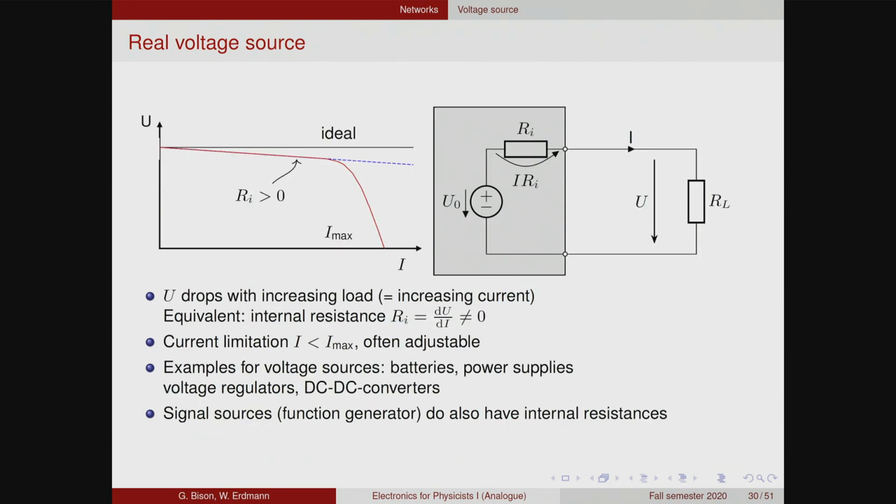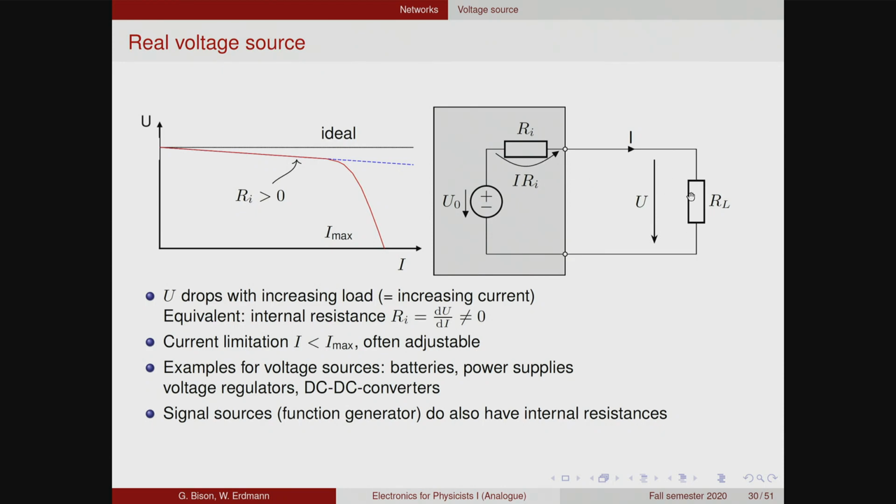Okay, let's talk about a real voltage source. And this is like the first thing where we talk about practical implementation of electronics, which I think is important to know about, since if you are in the lab, there is no ideal voltage source. So the only thing that we have to change is that we take an ideal voltage source and we add one more resistor. This resistor is called the internal resistance, Innenwiderstand, and it changes the behavior of the voltage source.